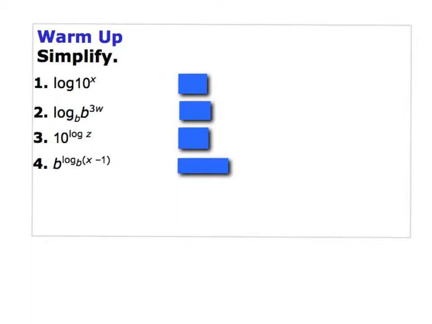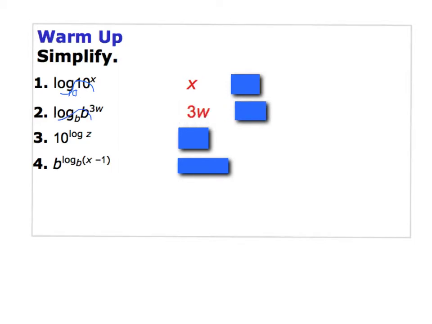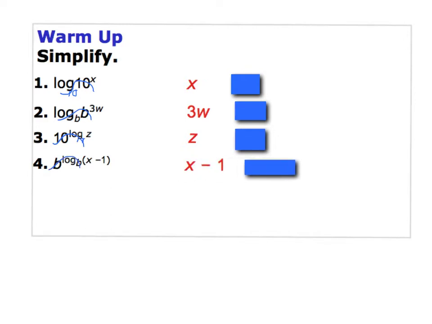Okay, now that you've worked through it, let's talk about this a little bit. First of all, you have base 10 right here. When the base of the exponent is the same as the base of the log, it logs out, and it leaves you with x. On the second one, do you see what happens? Yep, logs out, leaves you with 3w. Third one, remember this is base 10 right there. So again, you still have the base of the log the same as the base of the exponent, logs out, leaving you with z. And the last one, yep, it logs out, and it's left with x minus 1.